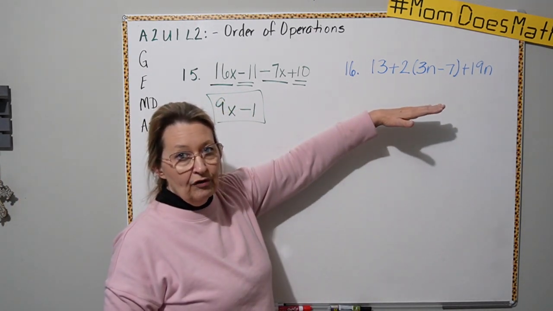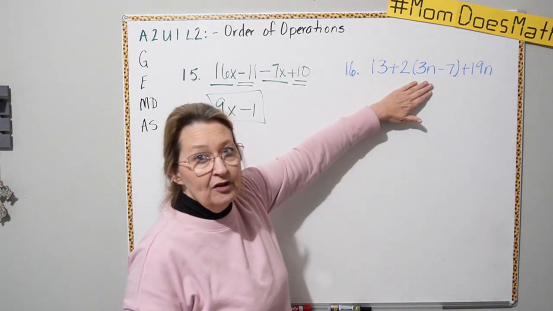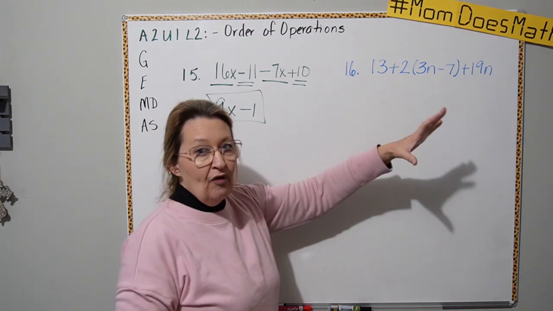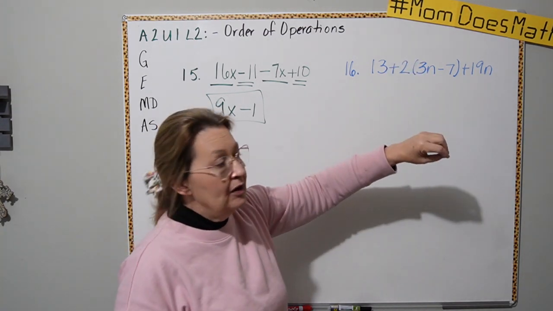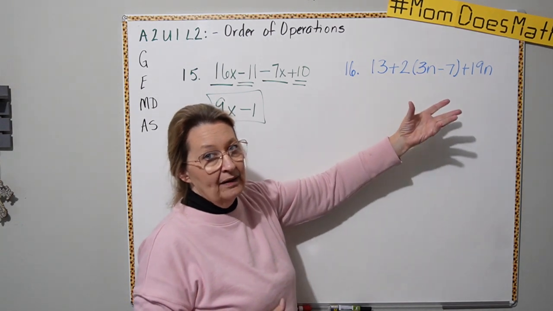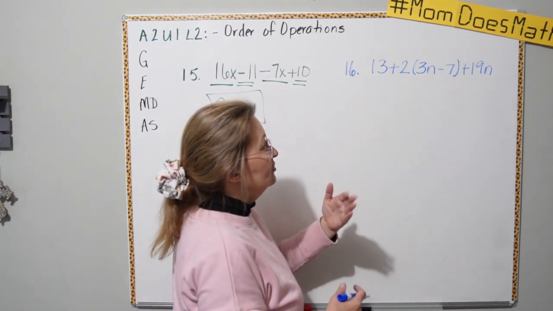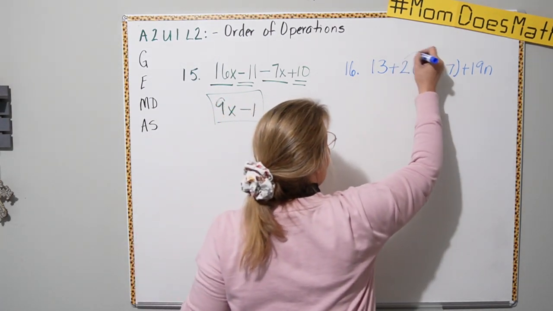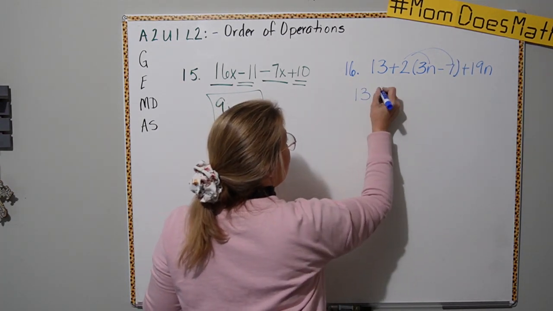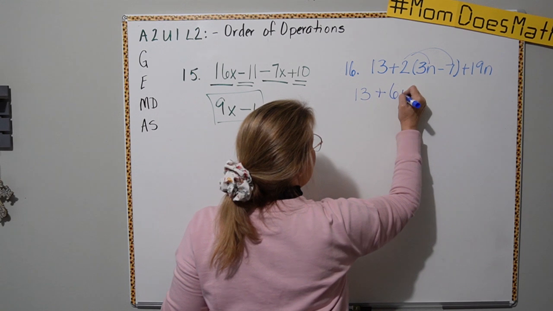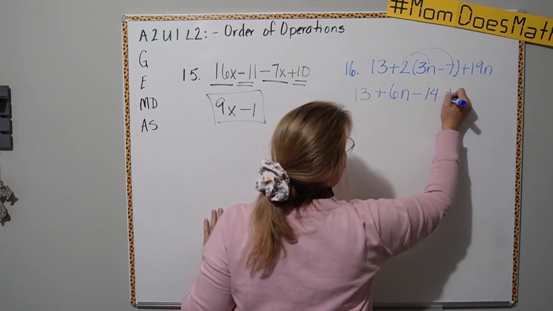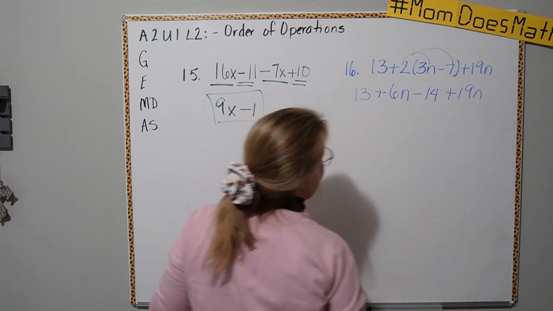All right, on this next one, another expression. Let's use our order of operations. So I need to get rid of the parentheses first. Now, the best way to get rid of parentheses is to perform the operation that's in there. But since I have a variable term and a constant term, I can't combine those. My next choice is to distribute what is outside the parentheses. So this is going to give me 13 plus 2 times 3n is 6n. 2 times minus 7 is minus 14. And then I have the 19n at the end.